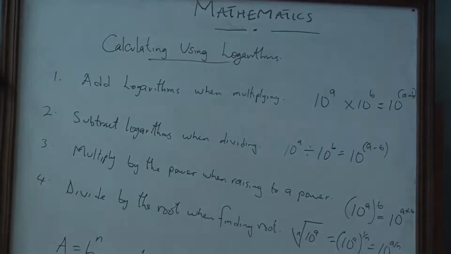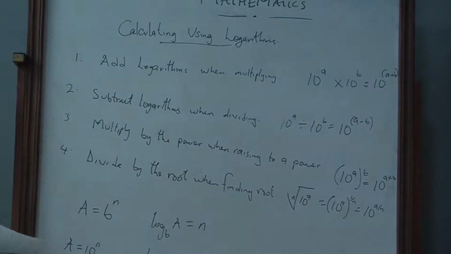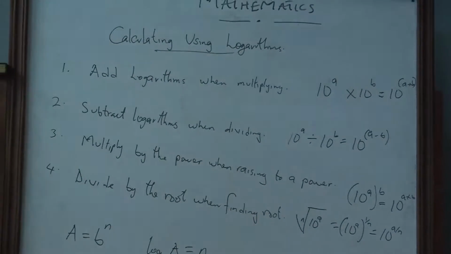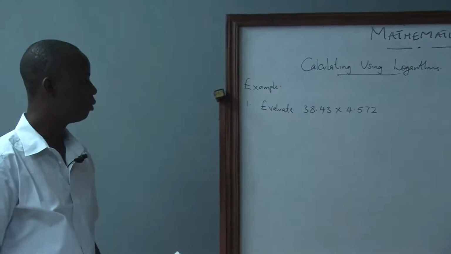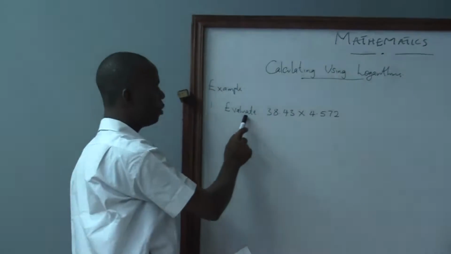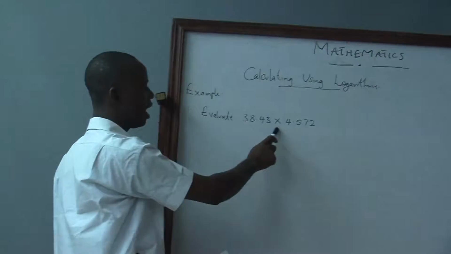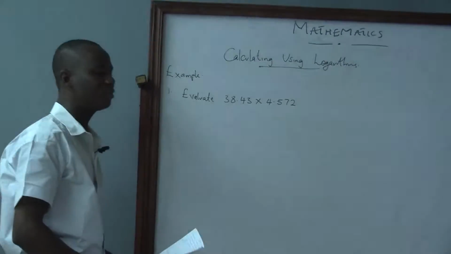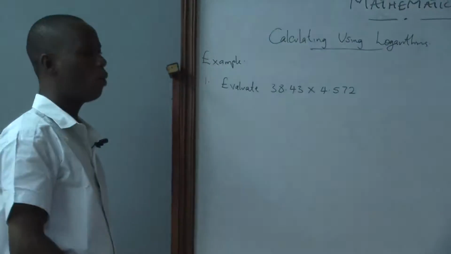And this will guide our steps in calculation anytime we're to use logarithm. Let's look at the first example. The first example says we should evaluate 38.43 times 4.572. We have the numbers.